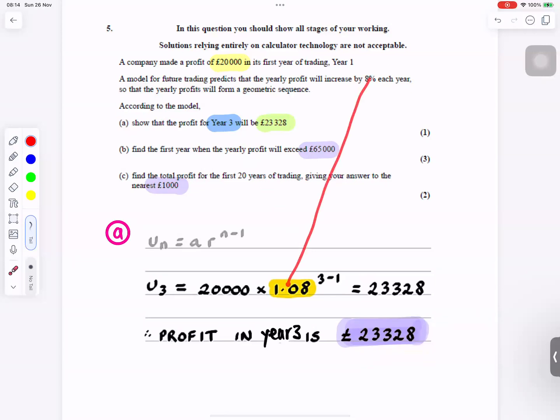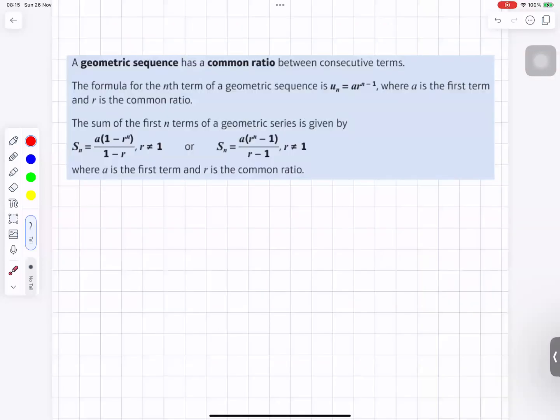How did we get 1.08? You do 100 plus 8. It gives you 108. And 108 divided by 100 is 1.08. We get the multiplier. And that's the formula for a geometric sequence, the nth term formula and the sum of the n terms. Those two.